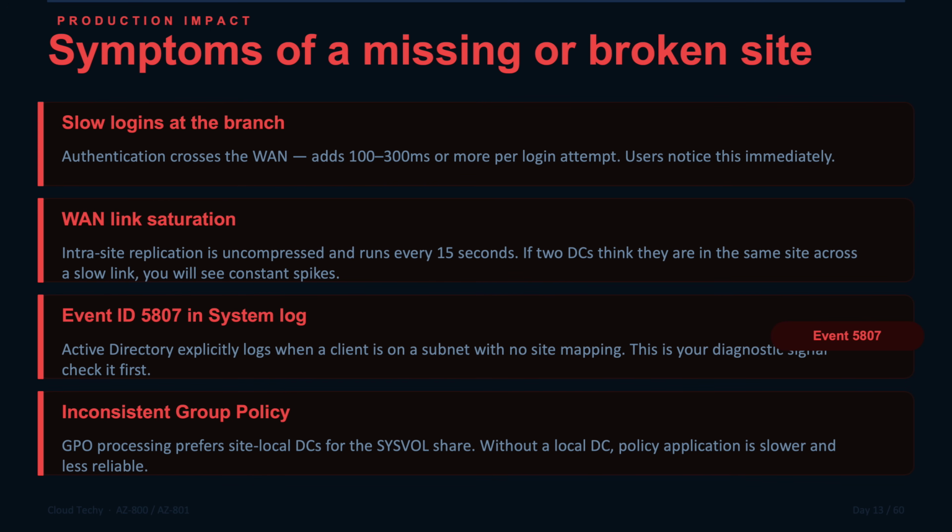Event ID 5807 is your diagnostic friend. When Active Directory encounters a client on a subnet that is not mapped to any site, it writes this event to the system log. If you see 5807, go straight to Get-ADReplicationSubnet and find the missing mapping.